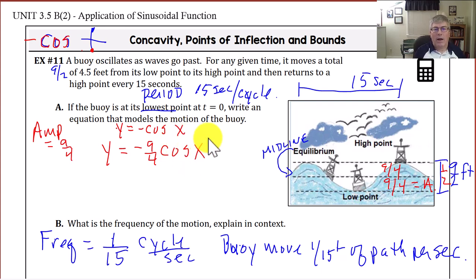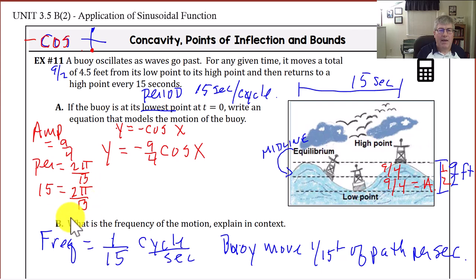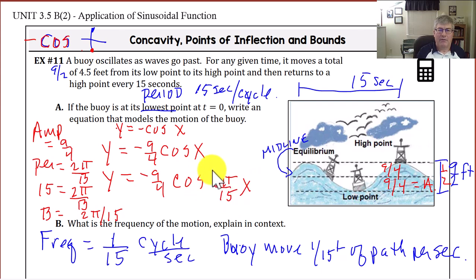Now, we're not quite done here because we don't have our b value. So we have to figure out b. Don't we know our period is equal to 2 pi over b? And our period is 15, right? It's 15 seconds for one full cycle. So 15 is equal to 2 pi over b. And solving for b, we get b is equal to 2 pi over 15. So now we have y equals negative 9/4 cosine of 2 pi over 15 x.